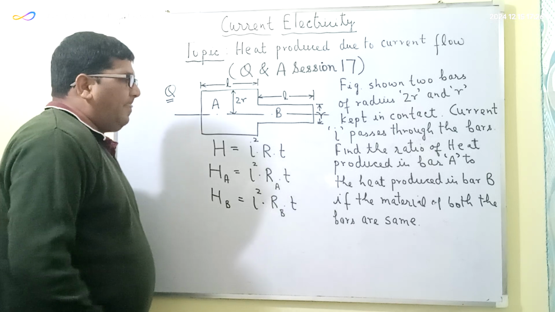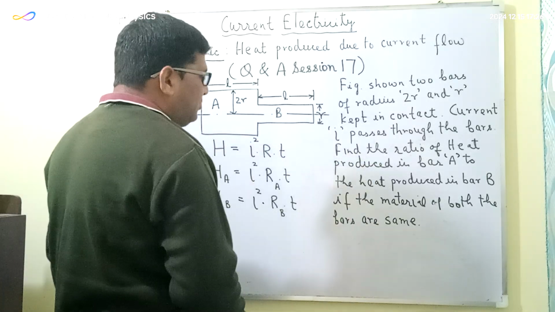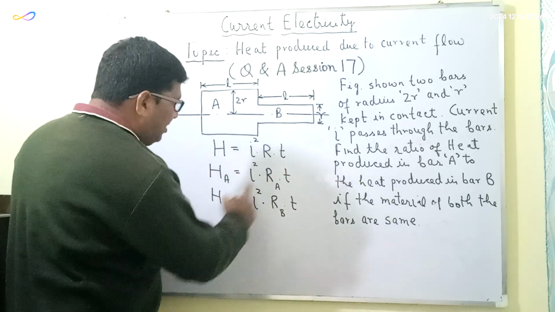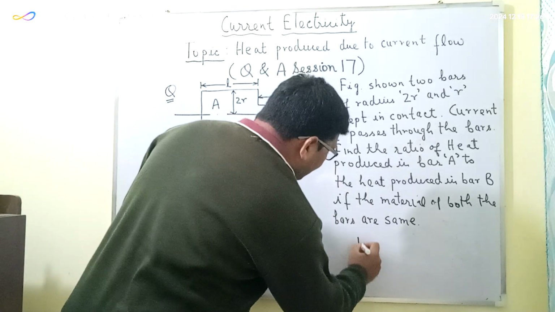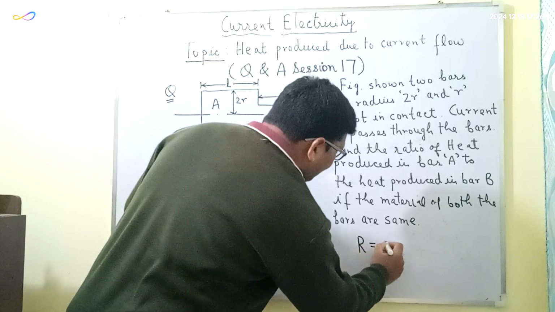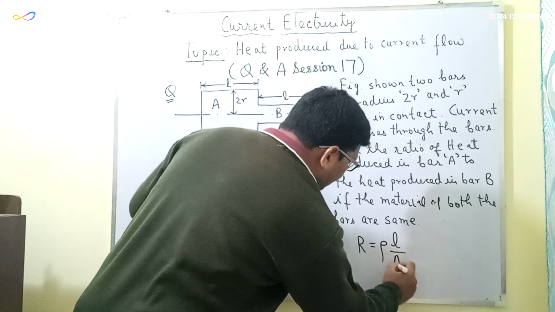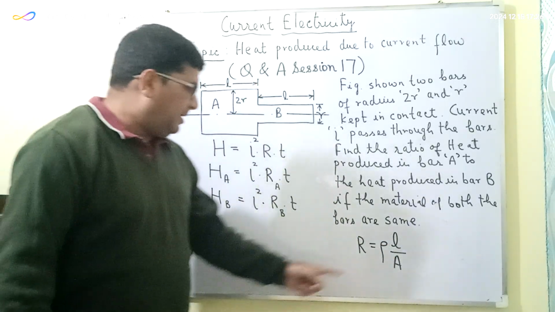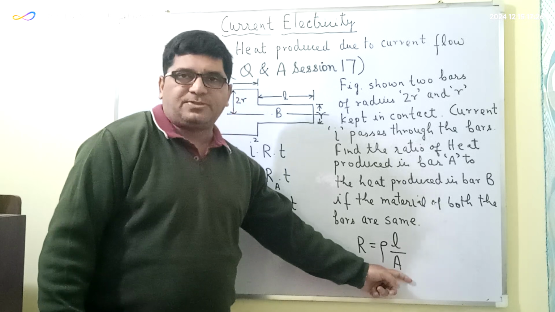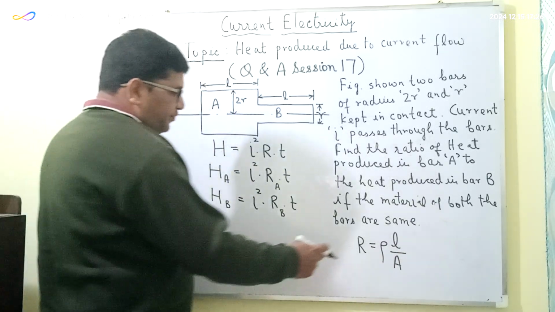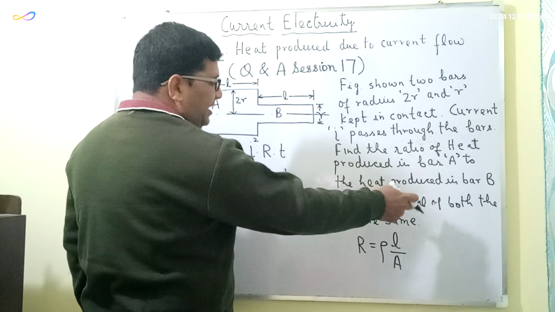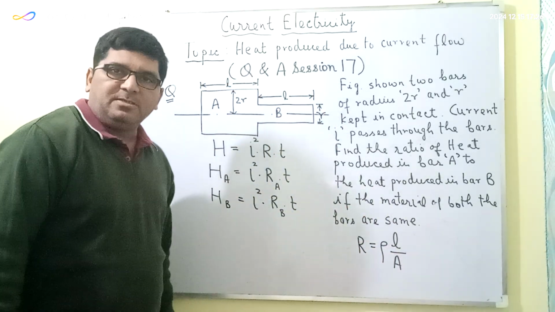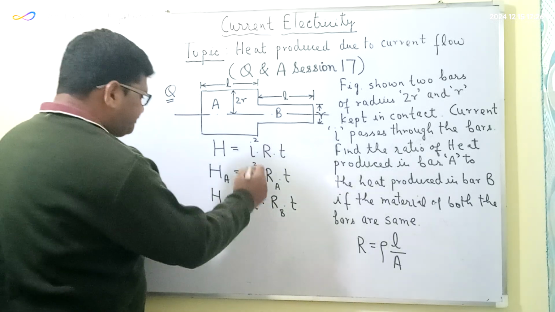So we have to find the ratio of the heat produced in bar A to the heat produced in bar B if the material of both the bars is the same. Now we also know that the resistance of a conductor is given by R equal to rho L upon A, where rho is the resistivity of the material, L is the length of the conductor, and A is the cross section area. Since the material of both the bars is the same, the resistivity of both will be the same.